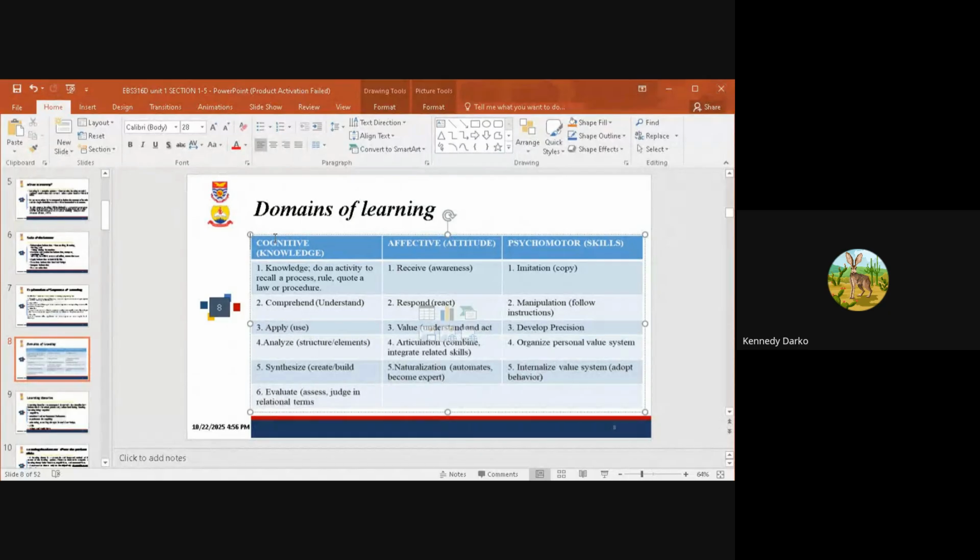Then we have the third one under the affective. We say value. The value here means you understand and you act on it. Then you develop precision. It should be the exact thing that has been given to you to perform. That is to be precise. The fourth one says what?